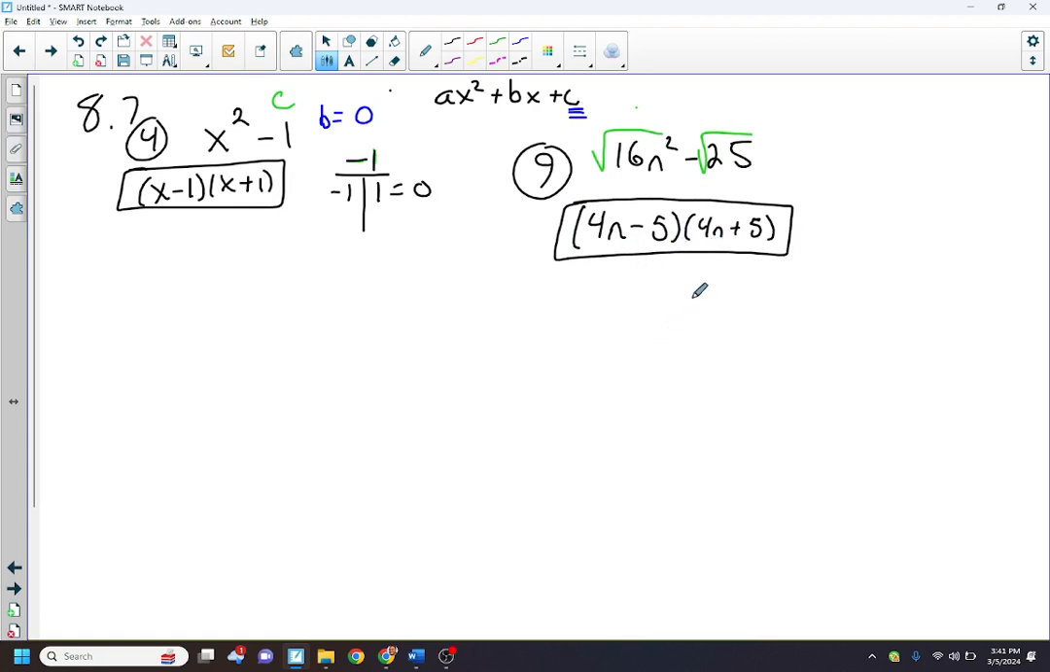So 4n minus 5 and 4n plus 5. That's the answer because the square root of 25 is 5. This always works, for you guys, when you notice you have 2 terms. There's only 2 numbers here. I showed you the shortcut, but we did the other problems the long way before.